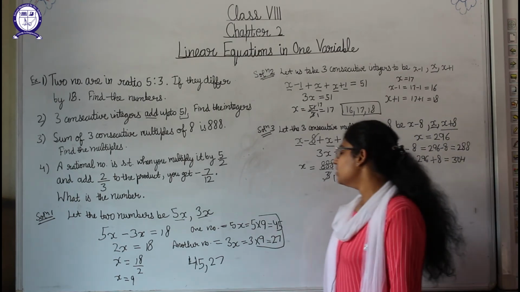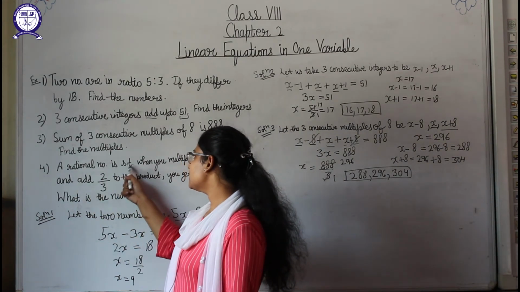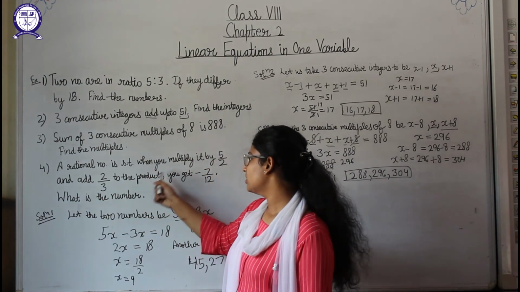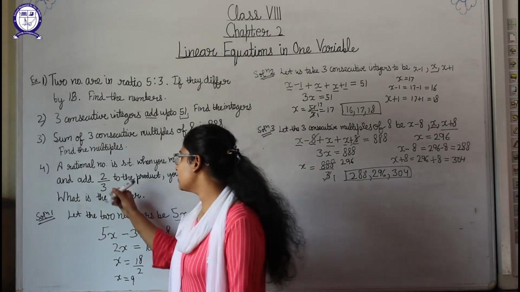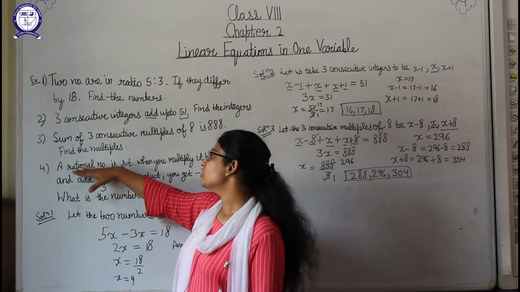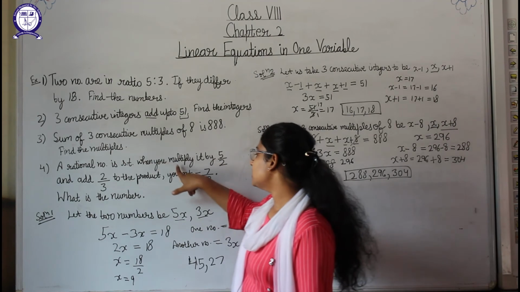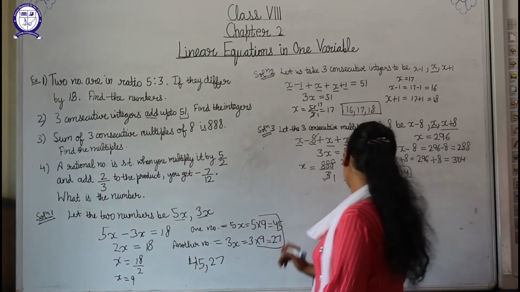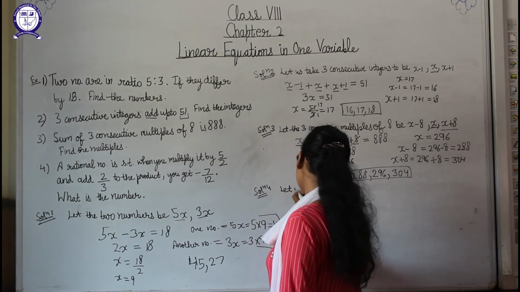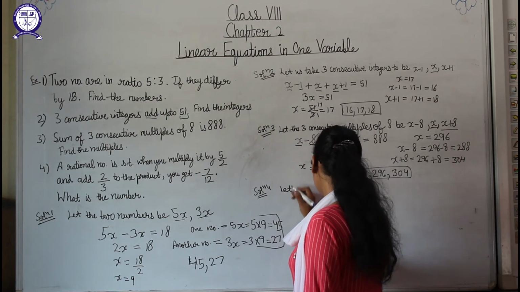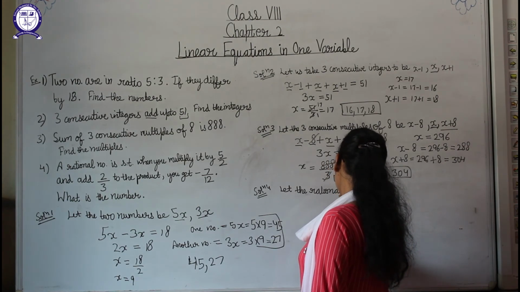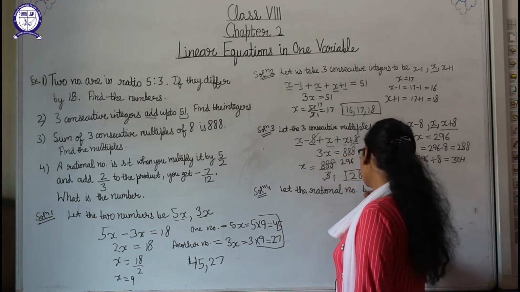Okay. Now our 4th question is: a rational number is such that when you multiply it by 5 by 2 and add 2 by 3 to the product, you get minus 7 by 12. What is the number? So students, in this, we don't know what the rational number is, so we will let it be x, and it is multiplied by 5 by 2. So let us start from here. First of all, let the rational number be x.